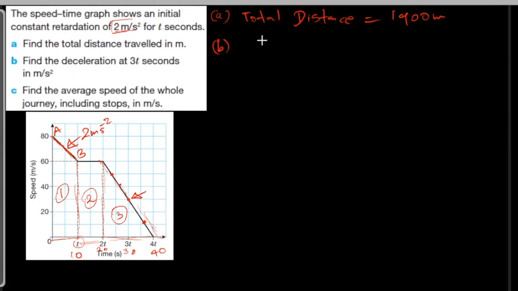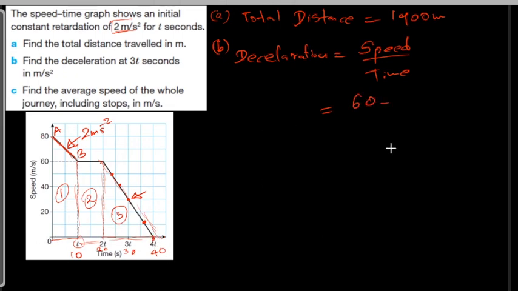So the deceleration is equal to the speed difference over time. What is the speed difference? Initially it is 60 and finally the speed is going to be 0, divided by the total time taken. What is the total time? 40, here we know 20, 40 minus 20. We get 60 divided by 20, which is 3 meters per square second.